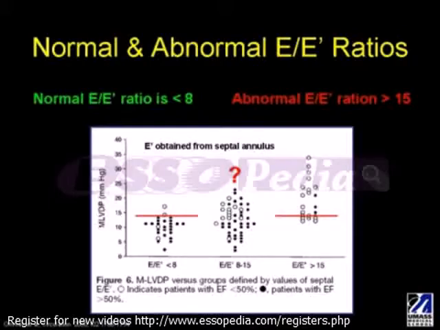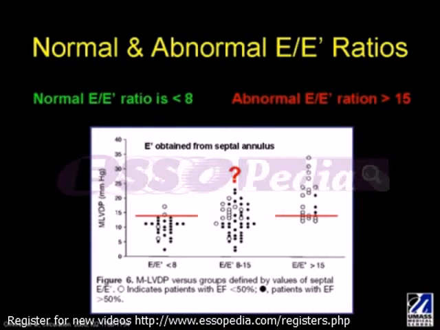Now, as a continuation from the previous slide in Dr. Ommen's work, as you see here on the y-axis is the LV diastolic pressure, and on the x-axis are the cutoff values and ranges for the E to E prime ratio. E to E prime ratios less than 8 accurately predicted mean LV diastolic pressure, and E to E prime ratios greater than 15 identified increased mean LV diastolic pressure.